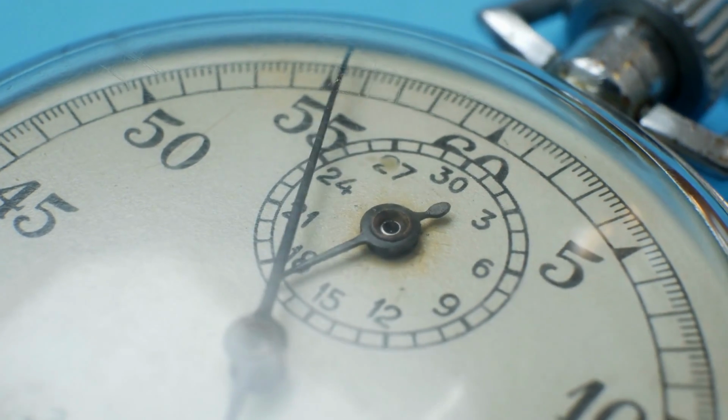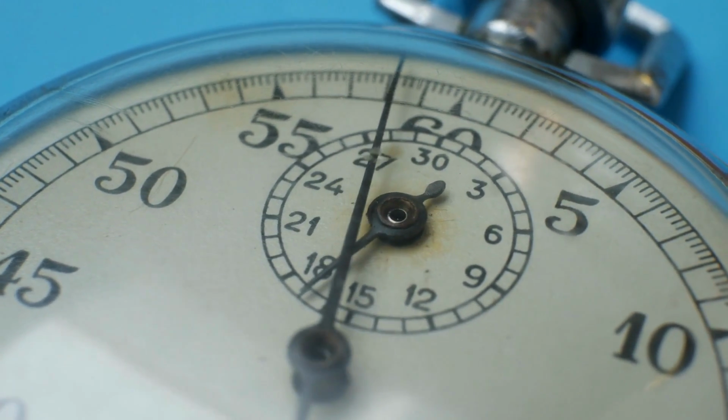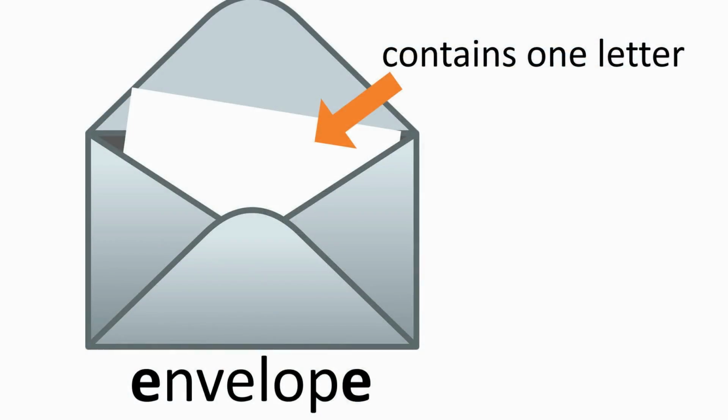Are you ready for the next one? This one's a little bit trickier. I begin with the letter E, and I end with the letter E. And I only contain one letter, but I am not the letter E. What am I? A little more thinking time. I am an envelope. E-N-V-E-L-O-P-E. And I contain one letter. A letter like you would write to a friend.